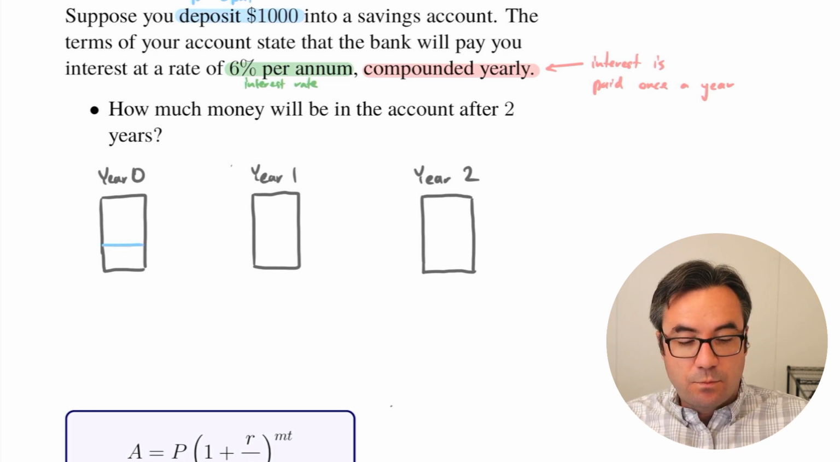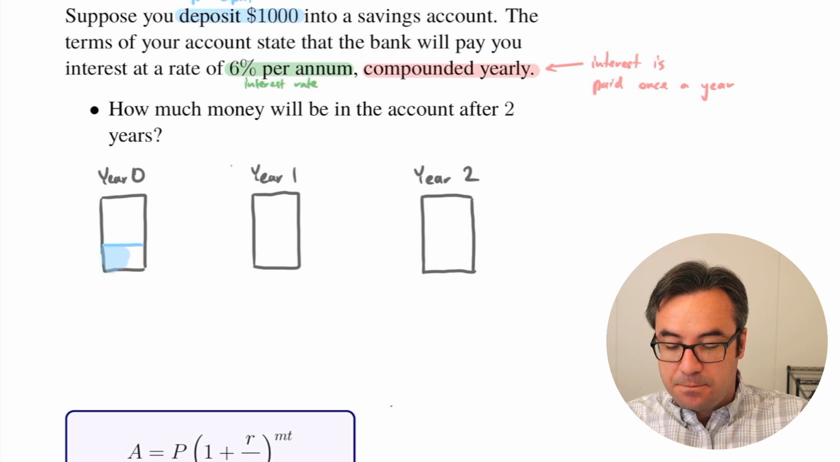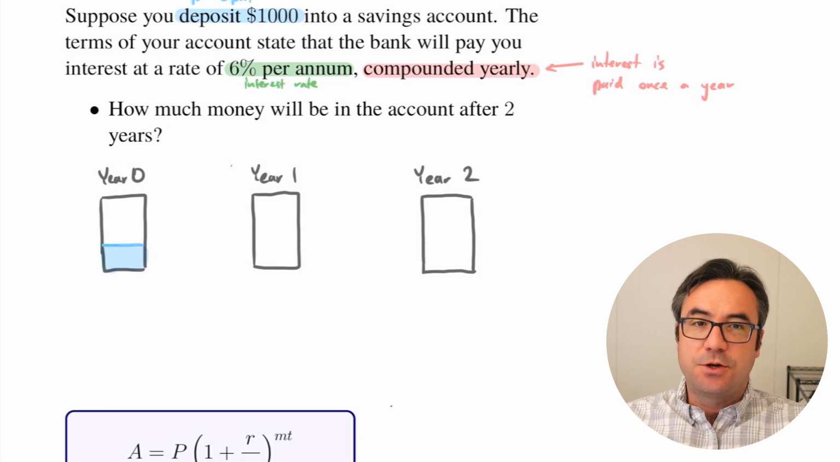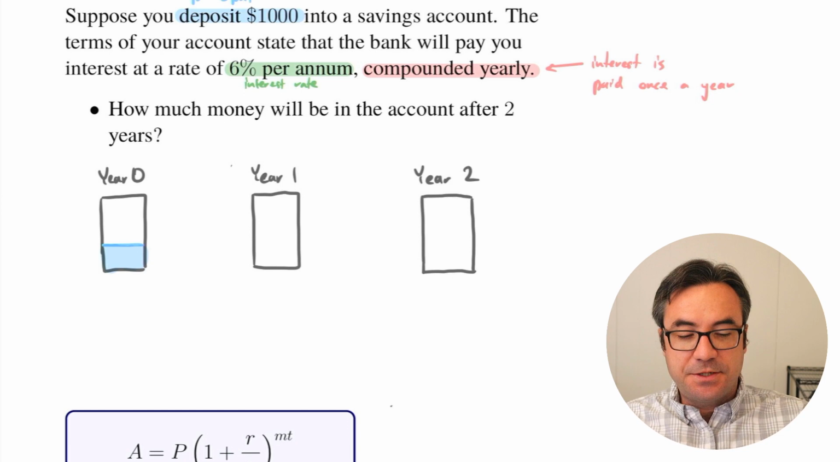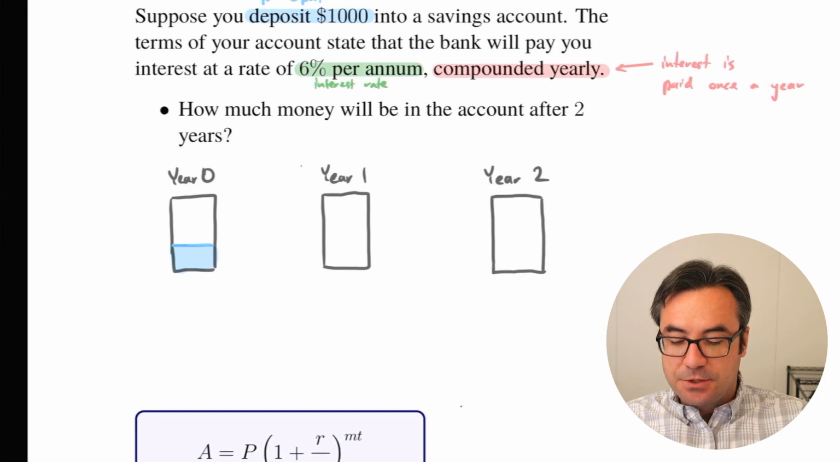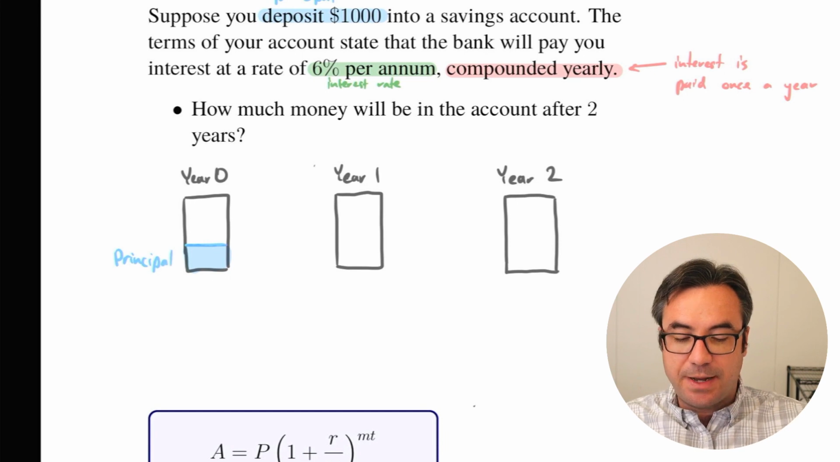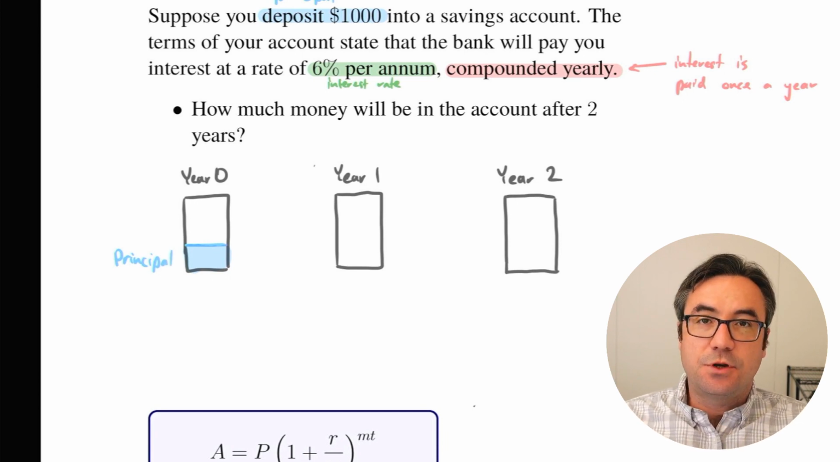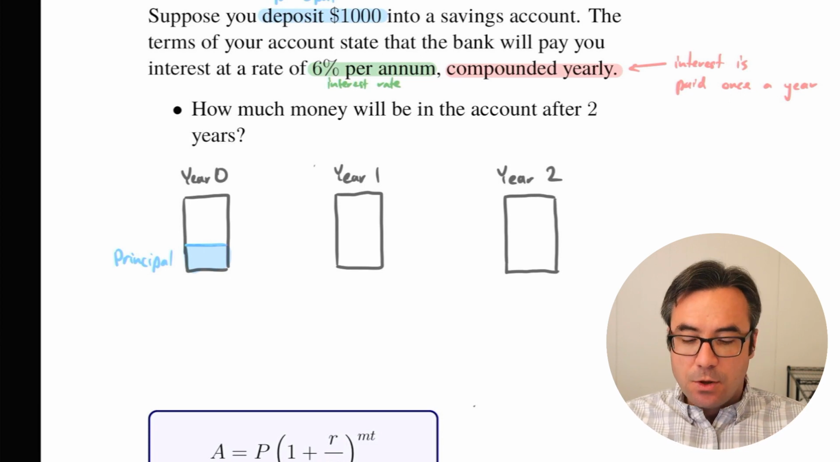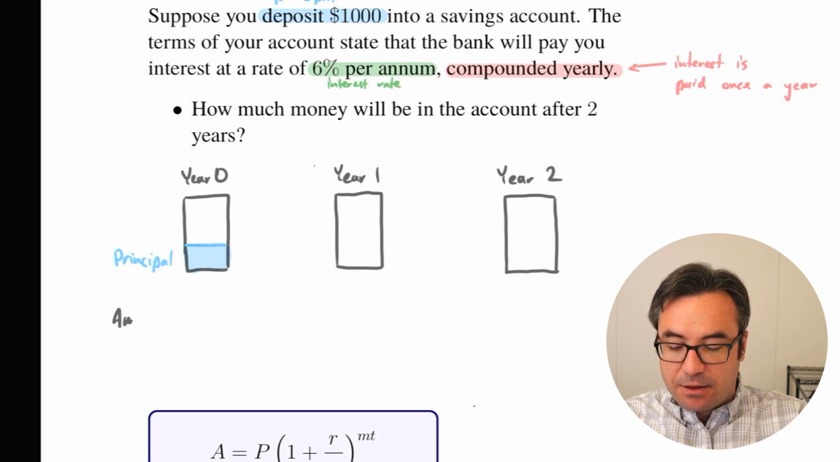So we're going to put some money in here. All right, so we're starting to fill it up, and this is the only thing we're going to put in. So this is our principal. We want to keep track of that. So that's our initial deposit. So how much money is in our account? What's our account balance initially? Well, it's going to be this $1,000.